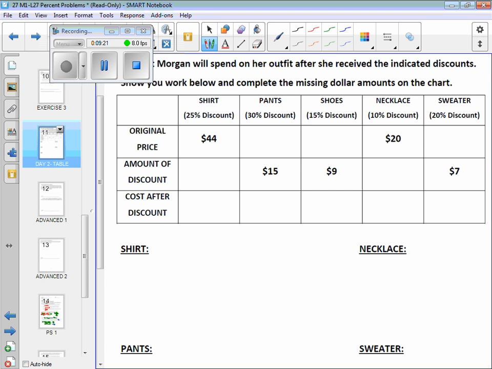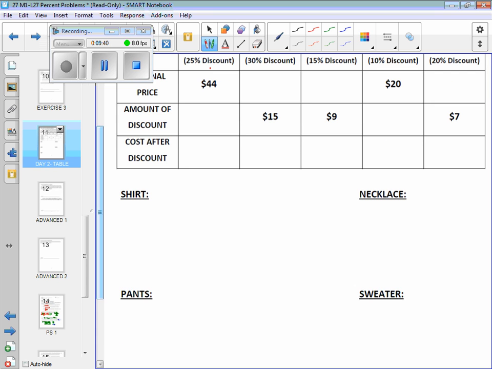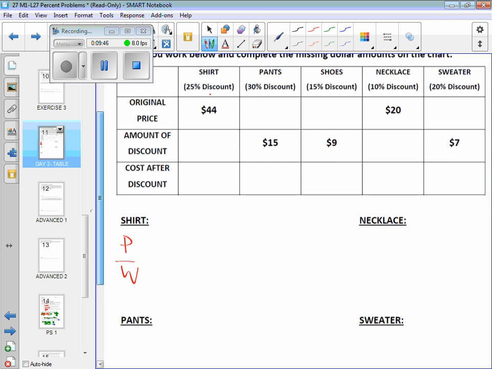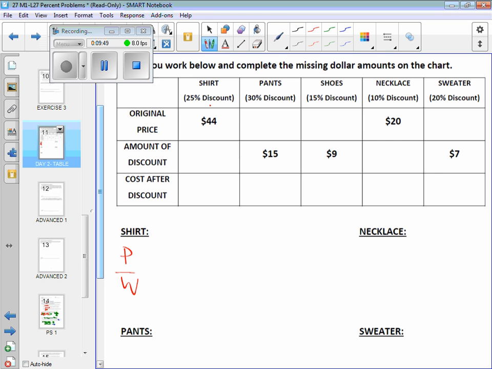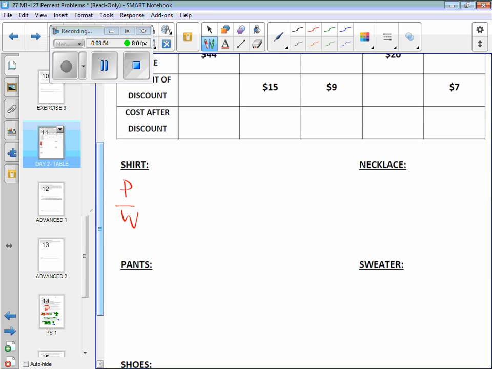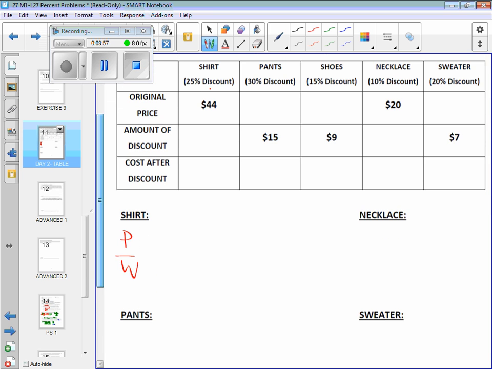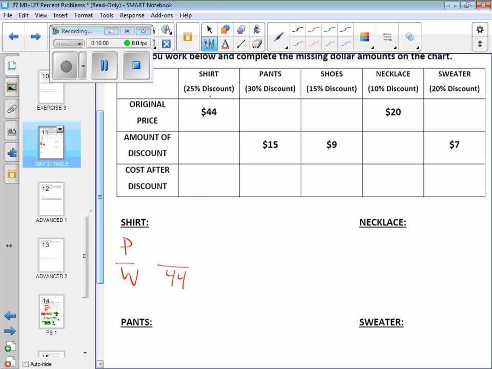So this is a department store that has various discounts depending on what department you're in. All the shirts have a 25% discount, the pants 30%, the shoes 15%, and so forth. So we're going to do the shirt first, and they give you a little workspace at the bottom. Set up your part to whole template, and let's start breaking down the numbers. The $44, is that the part, the whole, or the percent? Krista. Yes, this is the whole. That's the original price. So that's going to go at the bottom.